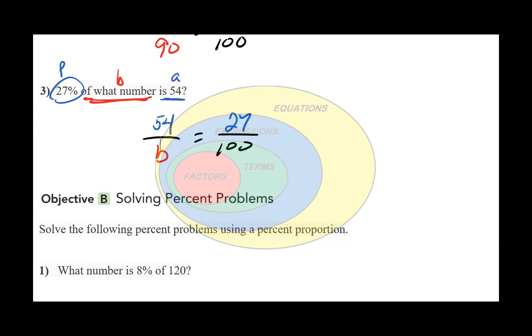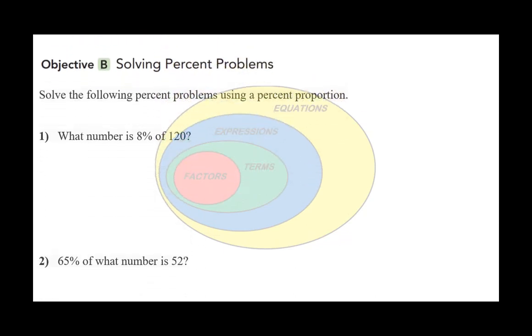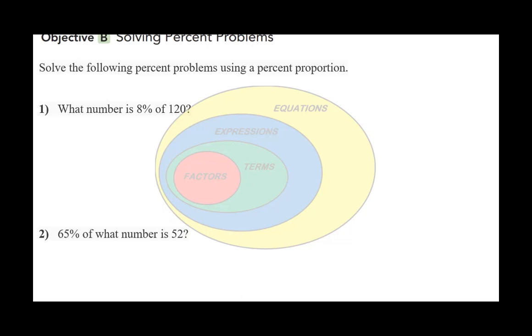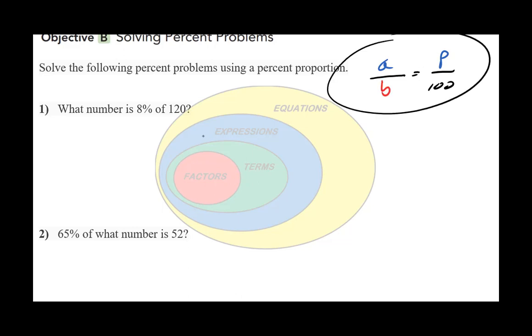So now, how do we use these proportions to actually solve? Each one of these we're going to translate first into our percent proportion. Again, our formula for a percent proportion has P over 100 equals amount over base. So we're going to translate each one of these into a percent proportion, then solve using algebra. First of all, we'll translate this first problem into a percent proportion.